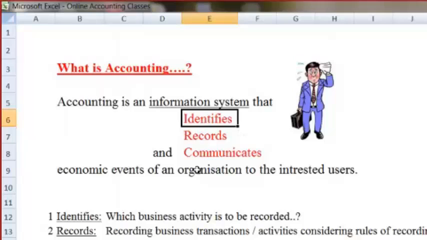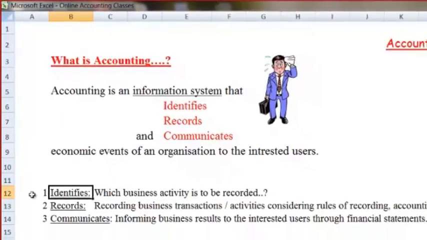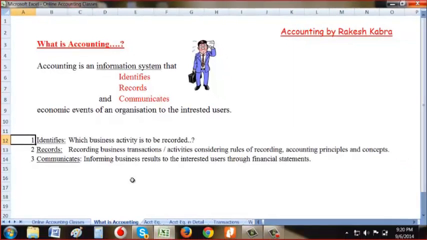So what do we mean by identifying? See here, identifies means which business activity is to be recorded. Suppose I started a business. Now in this business, there will be lots of activities, and which activity we should record and which activity we should ignore, that we have to understand first. So the first task in accounting is identifying the activities which we need to record and those which we need to ignore.